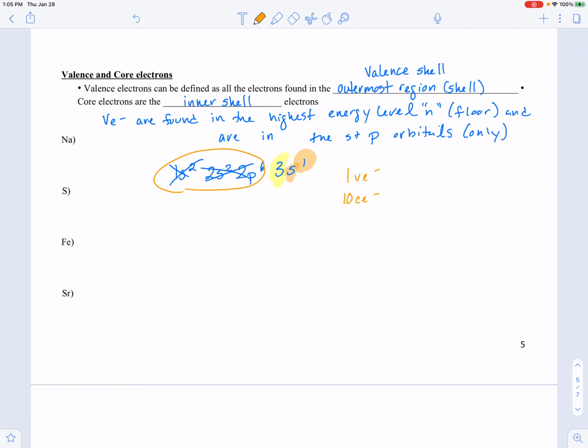So that means that I have 10 core electrons, and this gives me a total of 11 electrons, which is how many electrons sodium has, because sodium is atomic number 11, which means it has 11 protons and 11 electrons. So that is how you would determine your valence electrons. If there were a 3p orbital, those electrons would also be included in your number of valence electrons.